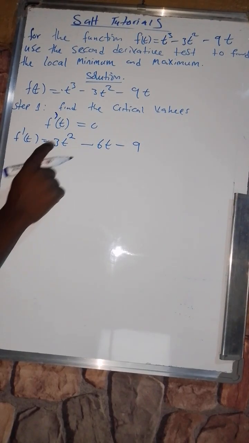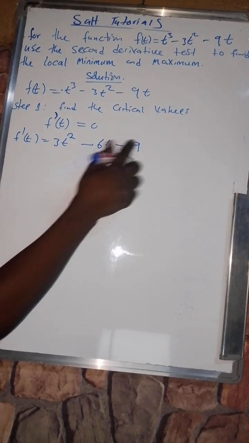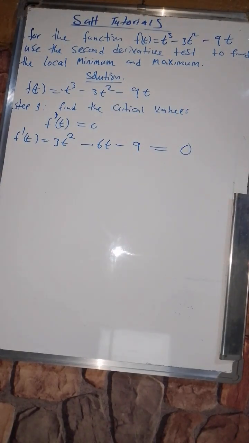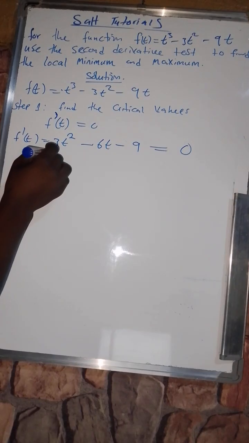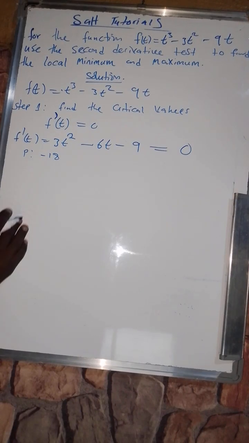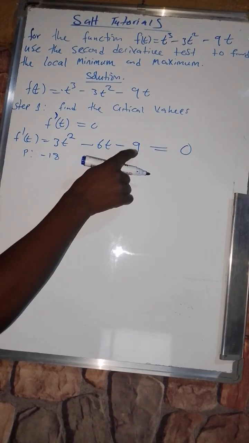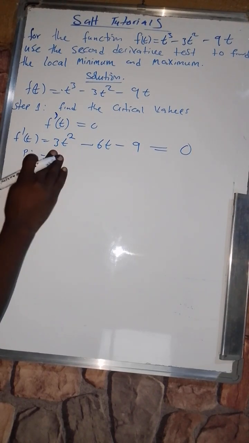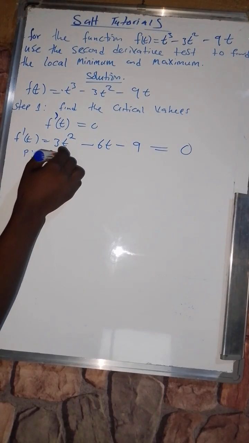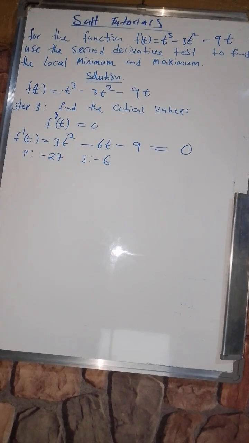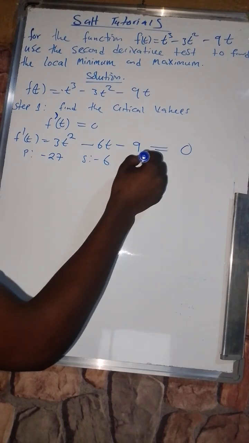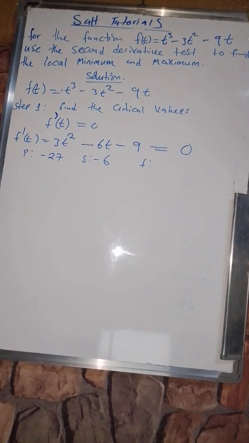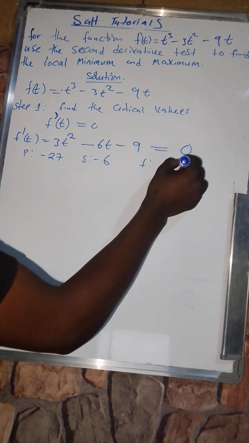This is the first derivative, but you have to solve for the value of t when this should be equal to what? 0. So we have to solve for values of t. Obviously here the product is negative 27, since 3 times negative 9 is negative 27, and the sum is negative 6. What are the factors? The factors should be 9 and 3. One should be negative.